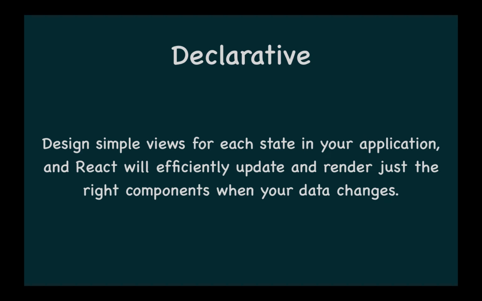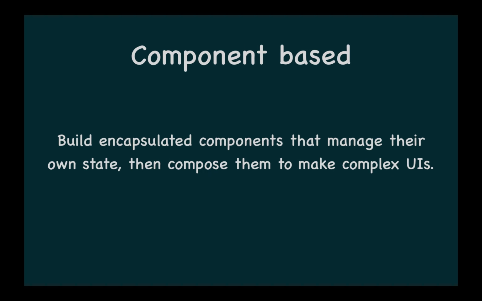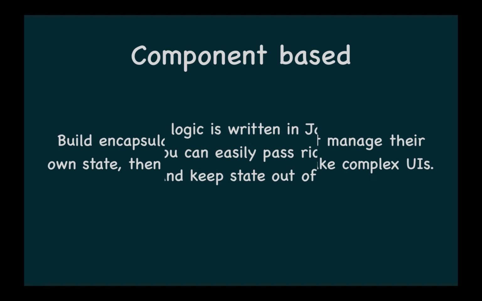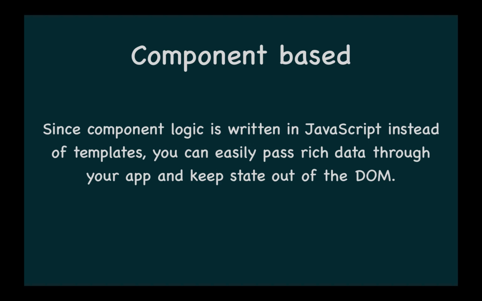You can design simple views for each state in your application, state being the data maintained by your UI, and React will efficiently update and render just the right components when your data changes. Using React, you can build encapsulated components that manage their own state, which is data, and then compose them into very complex user interfaces. Since a component logic is written in JavaScript instead of something like templates, which are like HTML snippets, you can easily pass rich data through your app and keep the state out of the actual DOM.